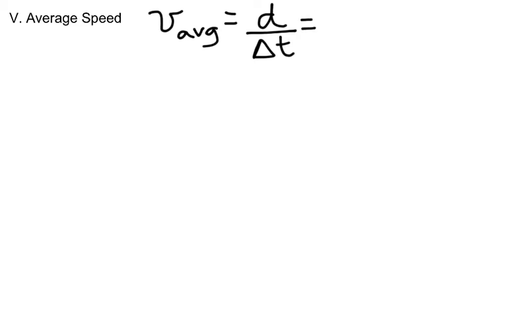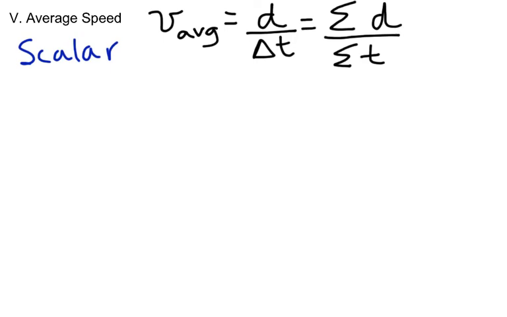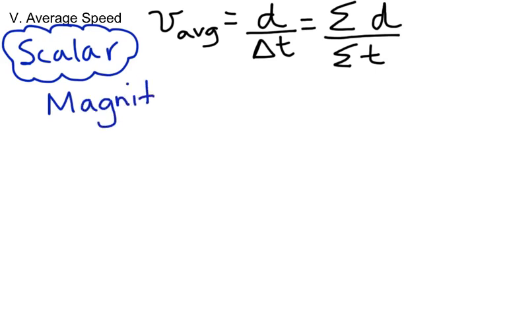I like to write it as a Greek letter sigma, capital sigma, which just means total. So it's your total distance traveled over your total time. And again, this is scalar, so I am not interested in direction. I'm only interested in the answer with the unit. And when we talk about an answer with the unit, the term for that is magnitude. So I'm only interested in the magnitude, which means my answer will always come out to be positive.